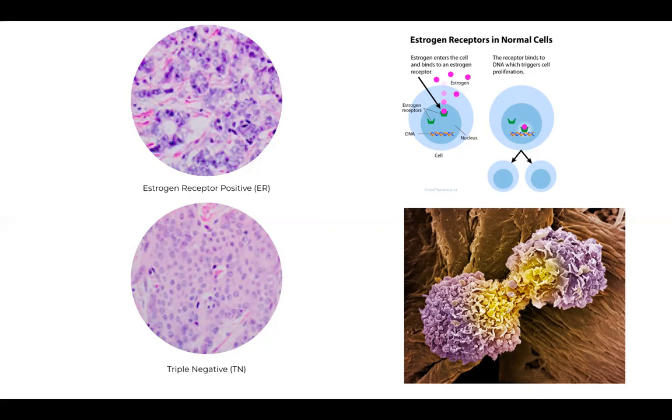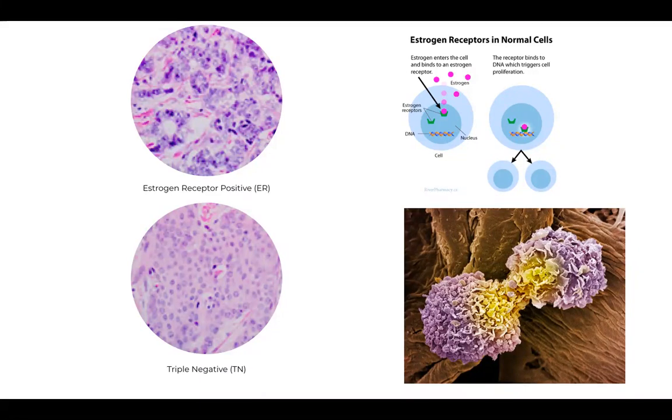And the triple negative breast cancer has none of these three common receptors on the membrane. So what is the difference here? As a result, one is more treatable while the other is more aggressive. So how is one more treatable and the other more aggressive? I think you should ask me this question.